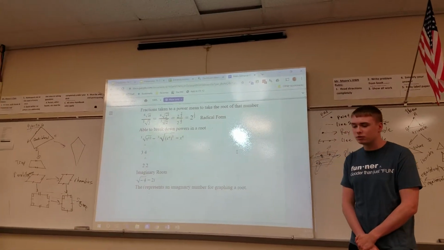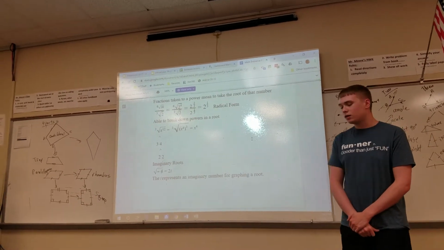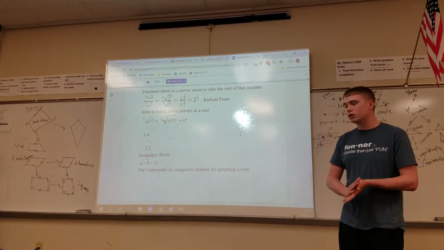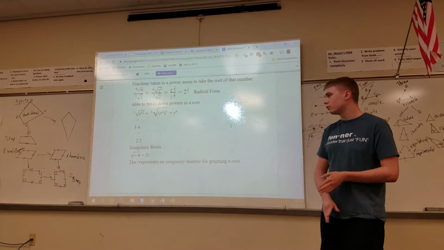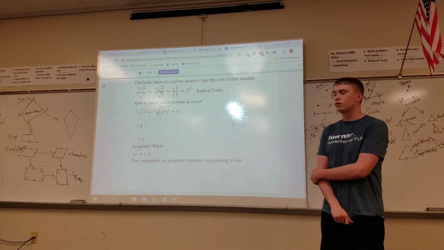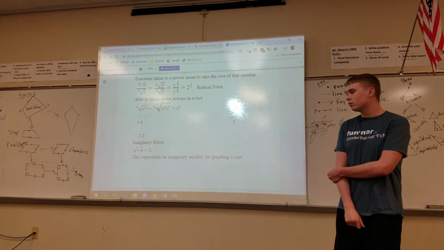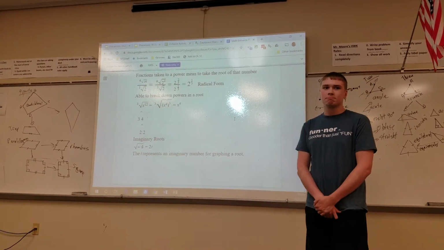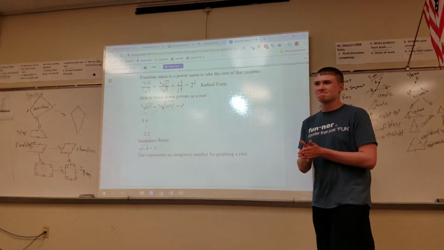And imaginary roots happen when the number underneath the square root is negative, so you will have to put an i that represents the imaginary root for graphing. That's it. All right.